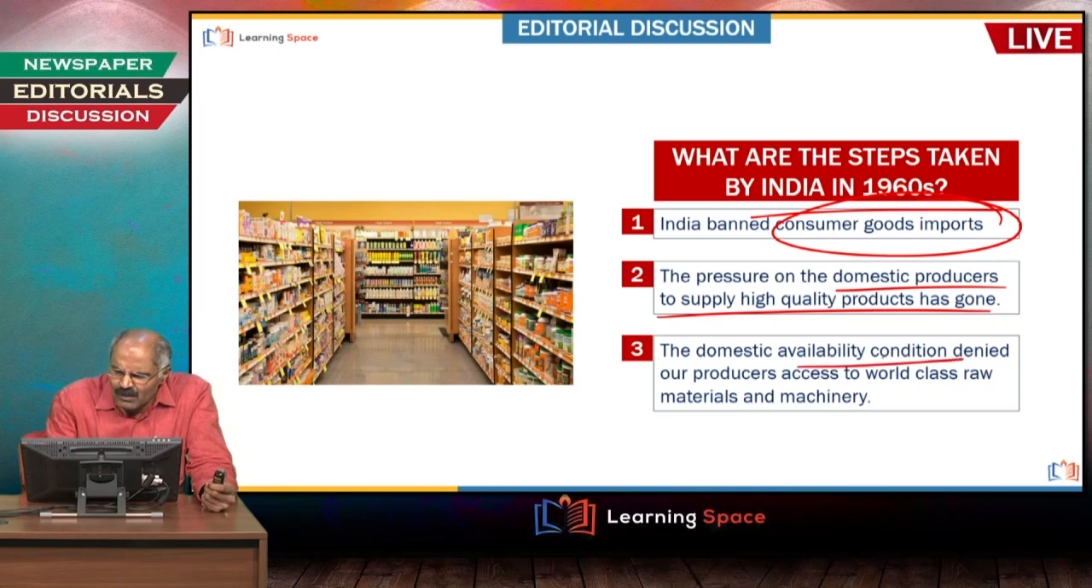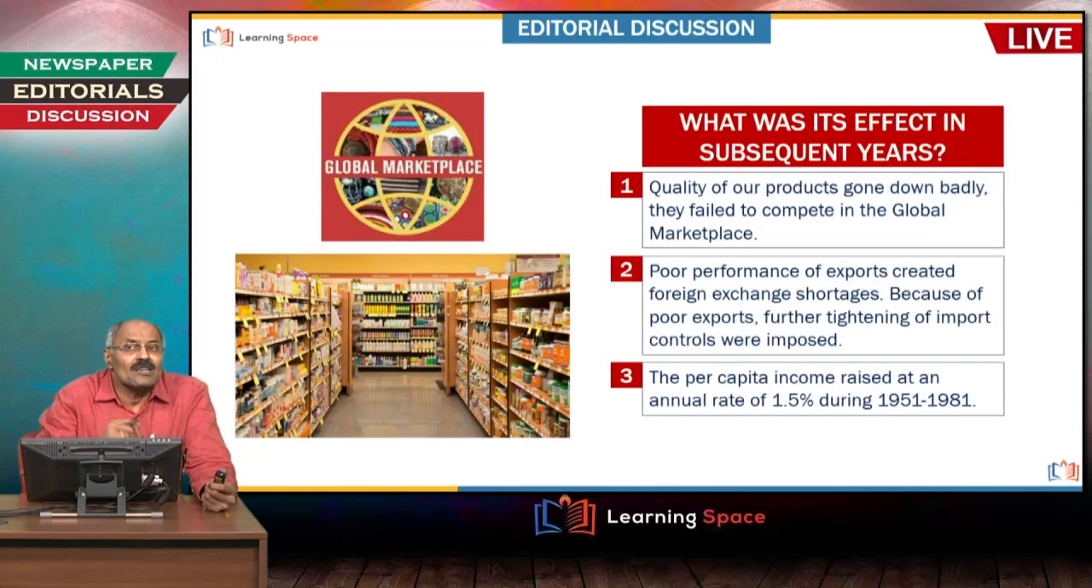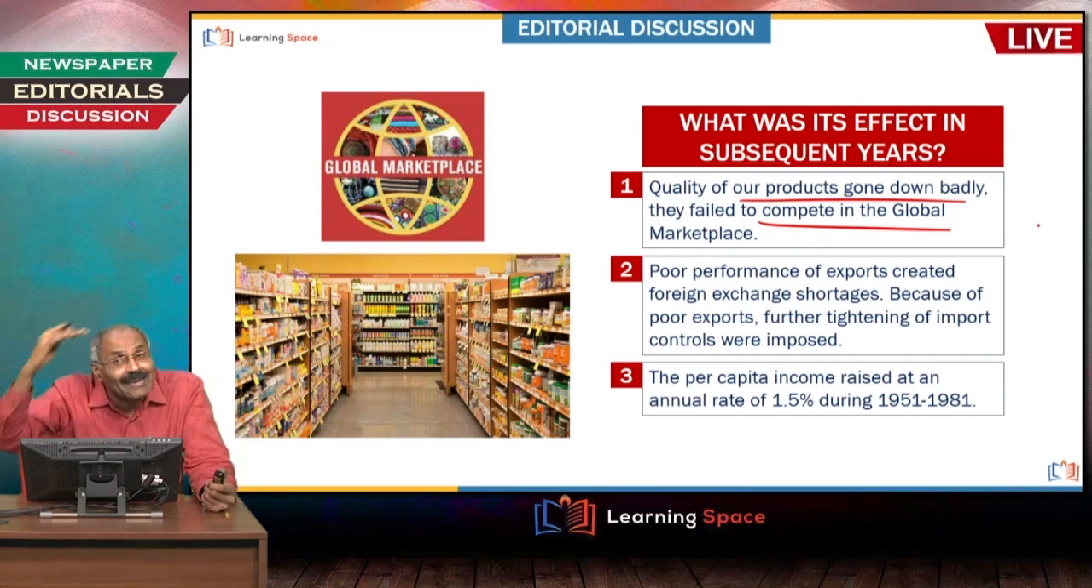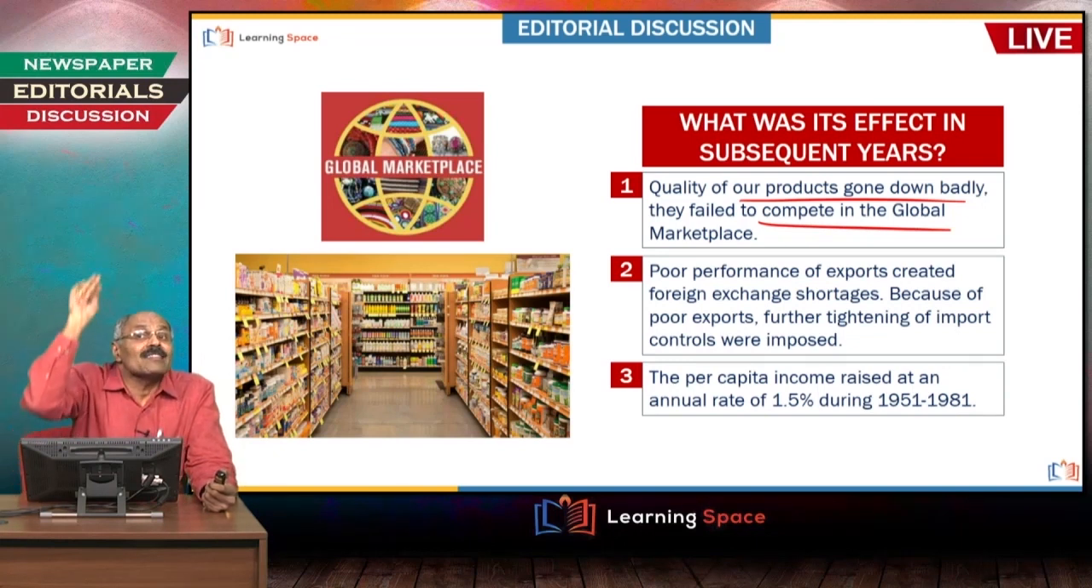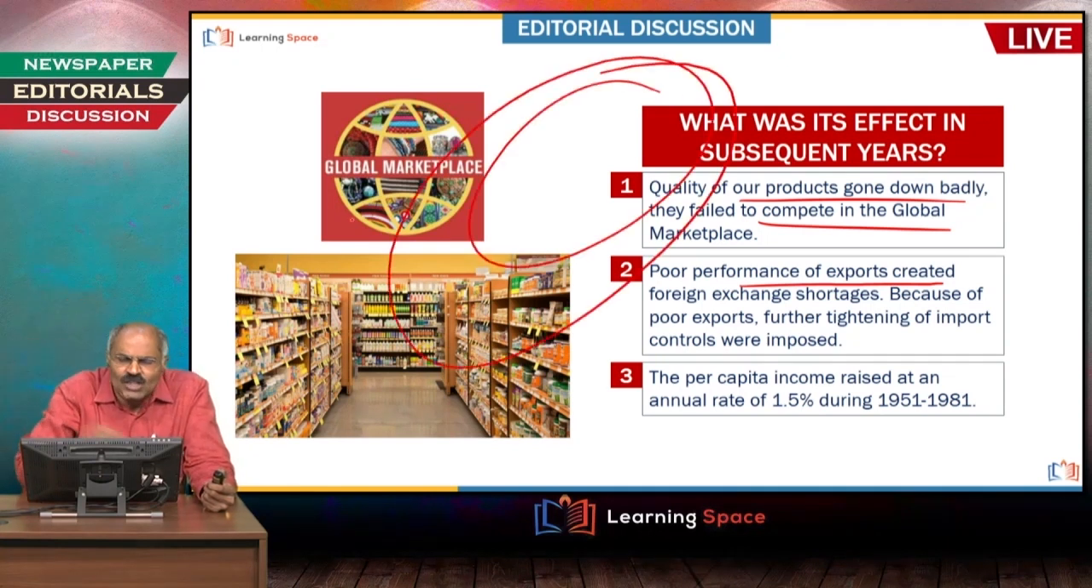So the domestic availability condition denied our producers access to world class raw materials also. And finally, what happened in subsequent years after independence, in the 1960s and 70s, is that our products' quality went down badly. They failed to compete in the global marketplace, and poor performance of exports created foreign exchange shortages. Because of poor exports, further tightening of import controls was imposed. So this became a big vicious cycle in our country in the 1960s and 1970s.